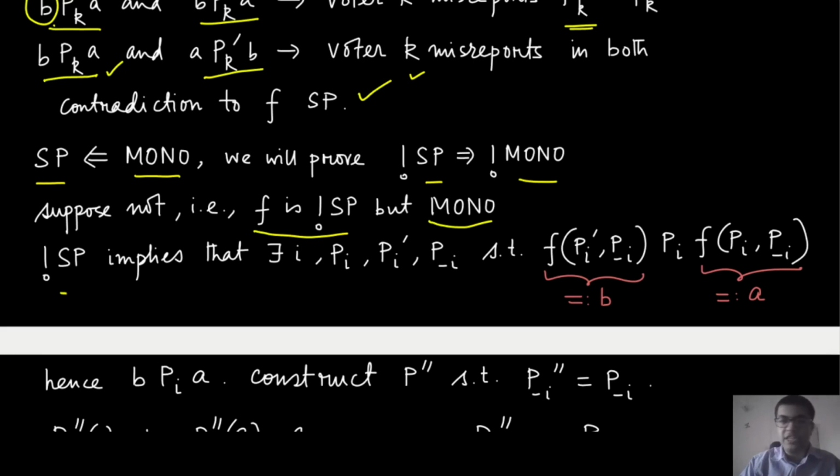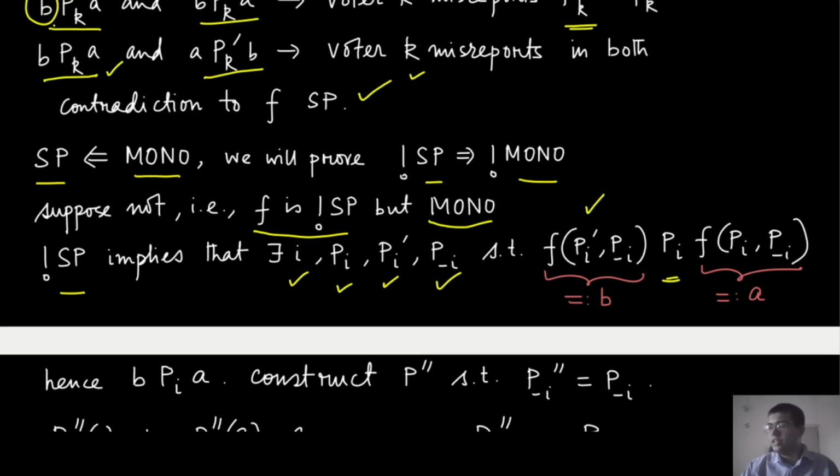If F is not strategy proof, that means that there exists some player I which has two preferences pi and pi prime, and other players have some preference profile p minus i, such that at preference pi, player I can misreport his preference to pi prime and get better off. So that is the notion of manipulability. So this is not strategy proof.